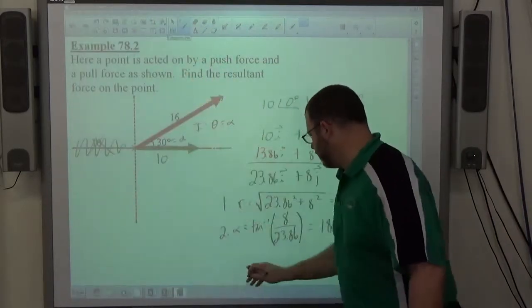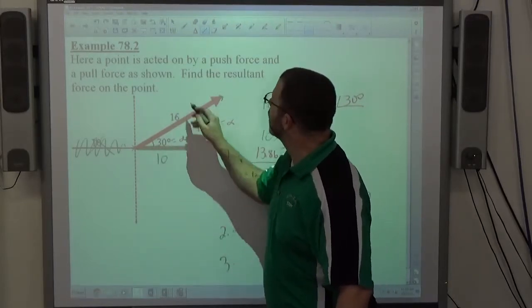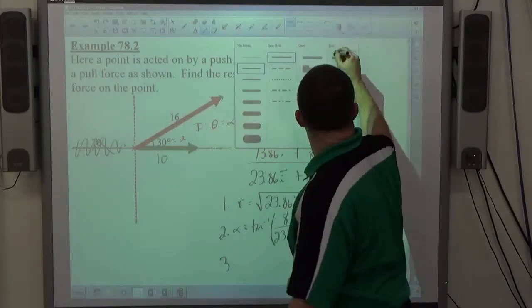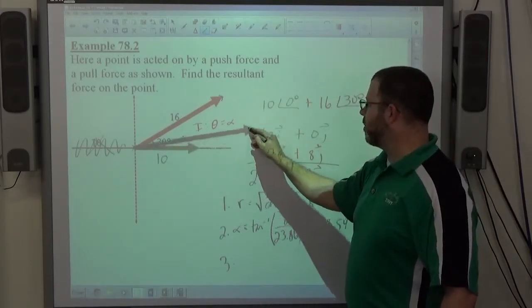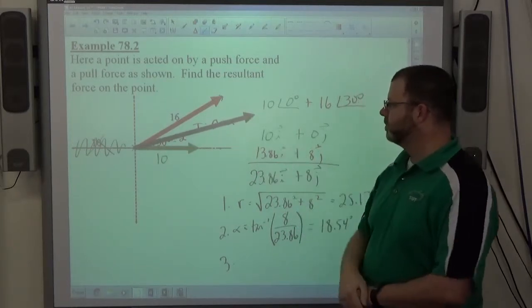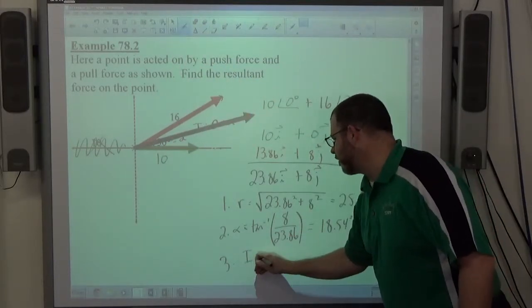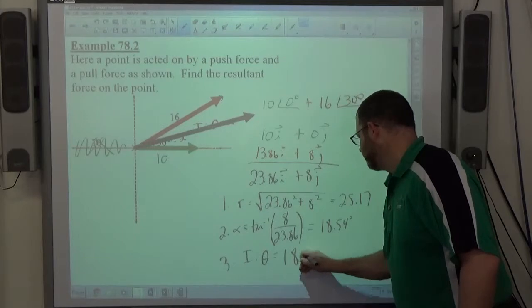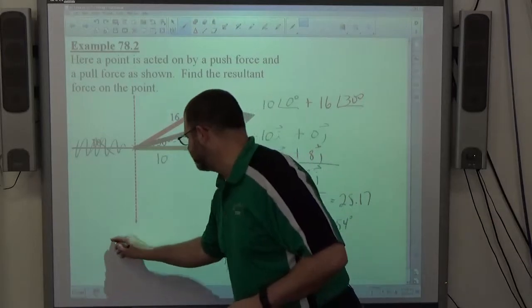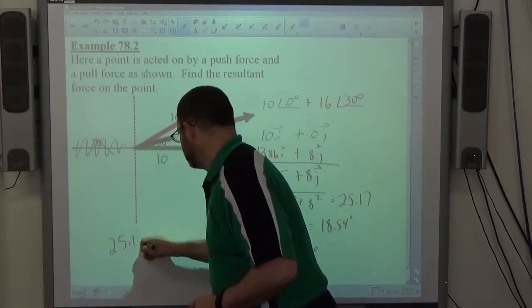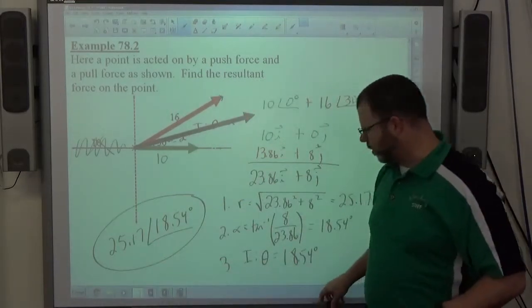And step 3, we can see very clearly that we're going to the right and up. So we're going right 23.86, going up 8. That puts me in what quadrant? First quadrant. In the first quadrant, theta is equal to alpha. So we can see very clearly the magnitude 25.17, angle 18.54. There's my resultant force.